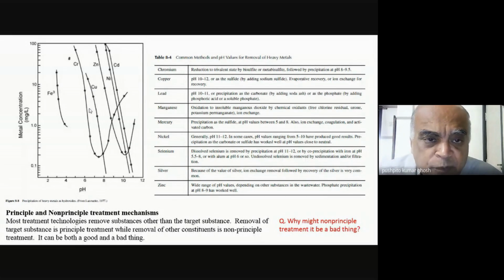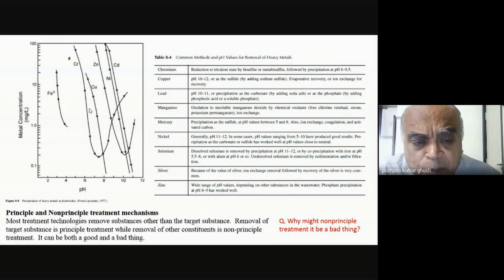I wanted to get rid of chromium, but also copper and some zinc may have also got removed in the process. Now you might say, hey, that's great. I actually don't want it in my effluent because I have to discharge it. And so if it comes out as a solid, and I did not expect to remove copper and zinc, but it also came out, not bad. So in a way, it's a good thing. And that would be known as non-principal separation. Means I did not actually target that, but those also came out.